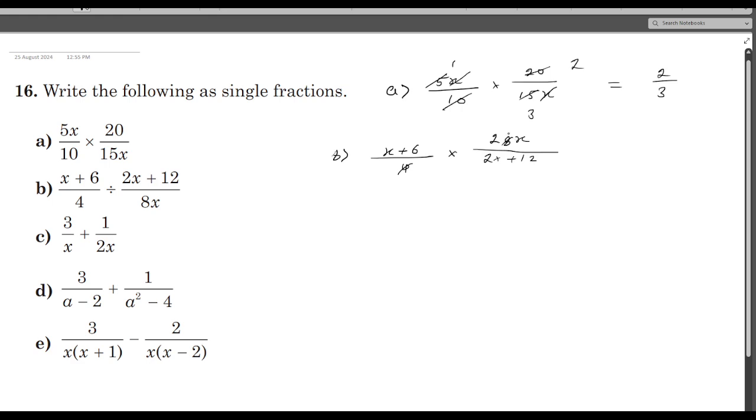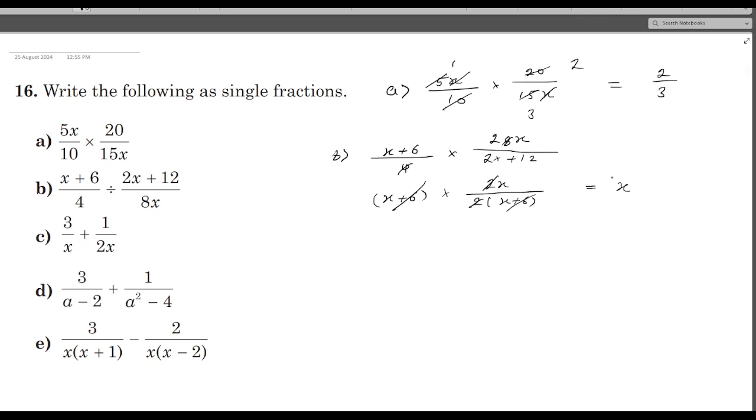So it is 2. And here it is x plus 6 into, now this numerator is 2x. Here in denominator, if I take 2 common, it is also x plus 6. So this x plus 6 and x plus 6 will cancel. So anything in numerator and the same thing in denominator will cancel, right? Similarly, here this 2 and 2 will cancel. So your final answer is x. Now when you are multiplying two fractions, then numerator is multiplied with numerator and denominator is multiplied by denominator.